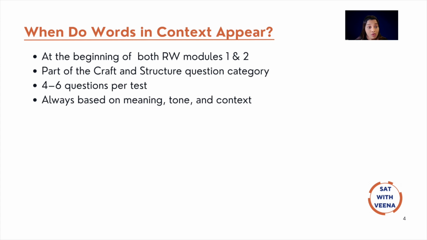Now, let's talk about where these questions appear on the SAT. Words in context questions usually show up at the beginning of reading and writing module 1 and also in module 2. They belong to the craft and structure category, and you can expect around 4 to 6 questions in total on the test. That means mastering this skill can give you easy points very quickly. And remember, these questions are always based on meaning, tone, and context, not just vocabulary memorization.